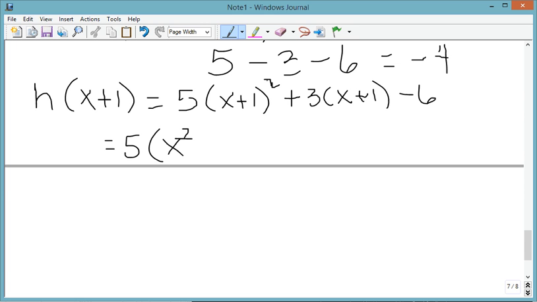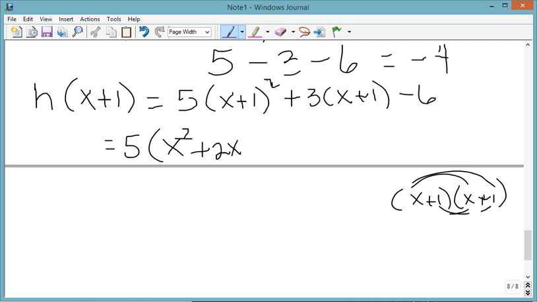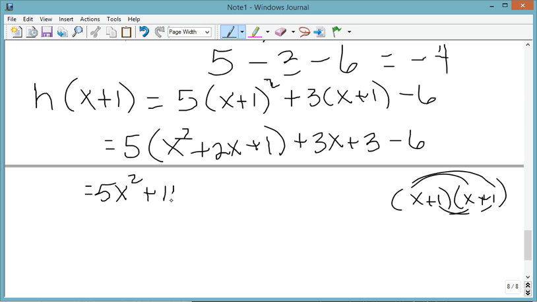Here's what I'm doing: I got x squared, and I got an x and another x, so that would be my 2x. And then I have the 1. Still all multiplied by 5. Now I'll just go ahead and distribute this. And now I can distribute this. And then add all the like terms.